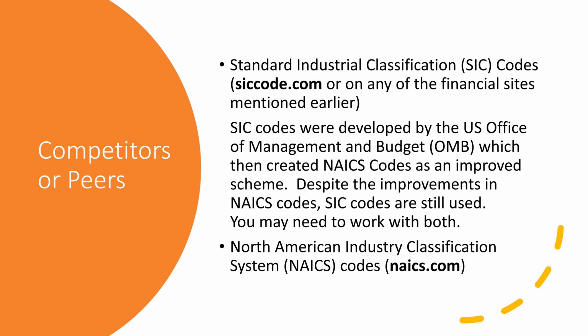Even though the NAICS codes work better than SIC codes, you may find a number of your research sources using SIC codes. So you may end up having to become familiar with both. For each business that you're researching, be sure to understand their SIC code and their NAICS code. You can find SIC codes at siccode.com, and the NAICS codes are at naics.com.